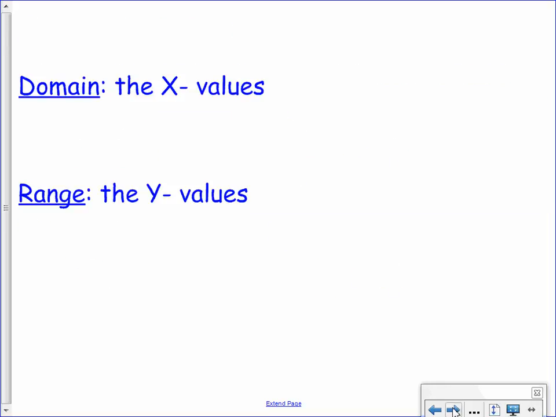Okay, so where does the graph exist? You can describe it in 2 ways, the domain and the range. The domain describes all of the X values, and the range describes all of the Y values. Domain and range, D, R, X, Y, alphabetical order. D is X, R is Y.